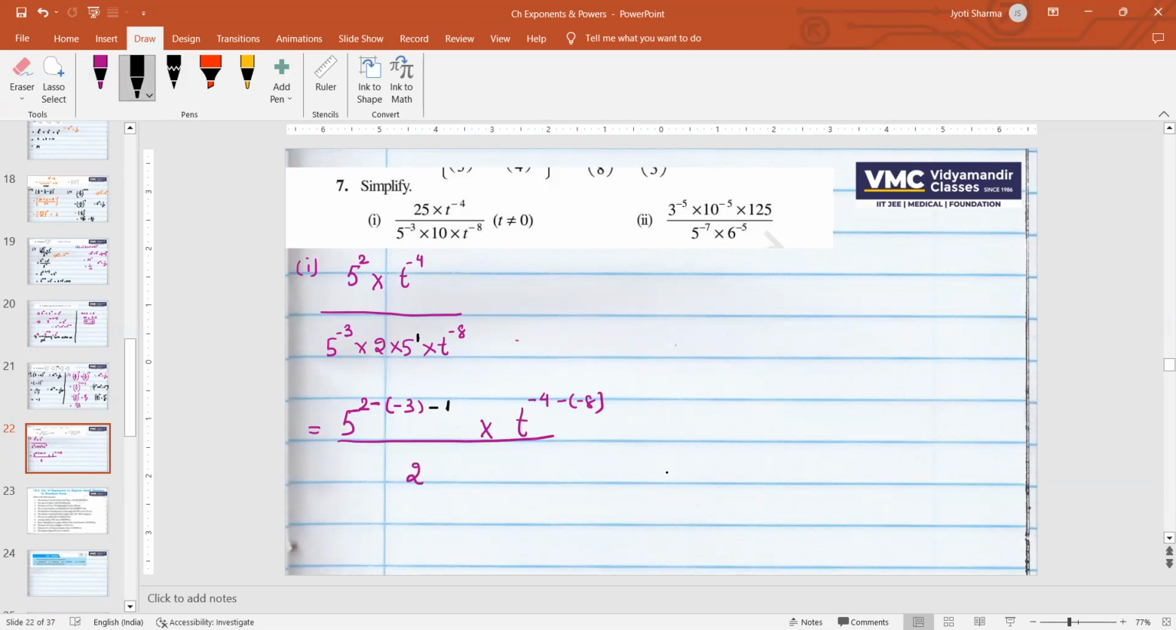The law which I have used here: numerators and denominators are dividing each other. So here it will become plus minus minus plus. So 5 minus 1 is 4. This is plus minus minus plus. 8 minus 4 will become 4 upon 2. This way you will get this answer.